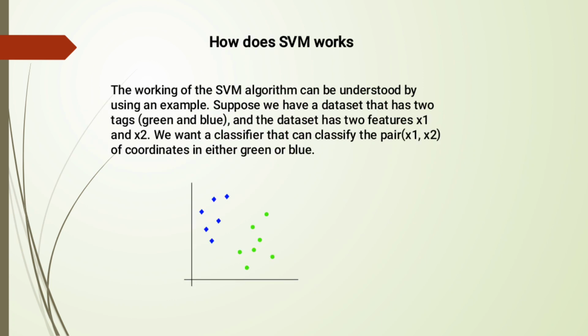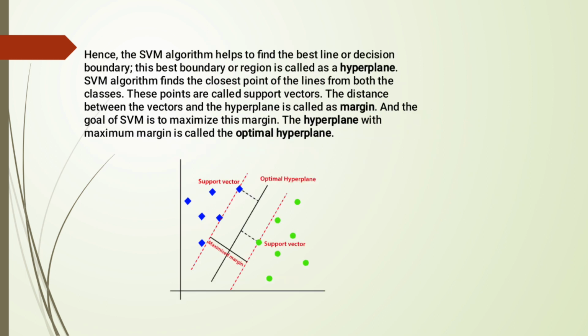How does SVM work? The working of the SVM algorithm can be understood by using an example. Suppose we have a data set that has two tags and the data has two features. Hence, the SVM algorithm helps to find the best line or decision boundary. This boundary or region is called the hyperplane. The SVM algorithm finds the closest points to the line from both classes. These points are called support vectors. The distance between the vectors and the hyperplane is called the margin, and the goal of SVM is to maximize this margin. The hyperplane with the maximum margin is called the optimal hyperplane.